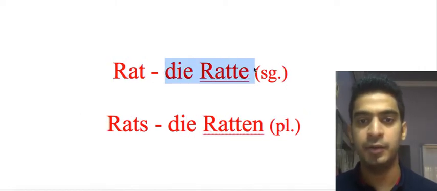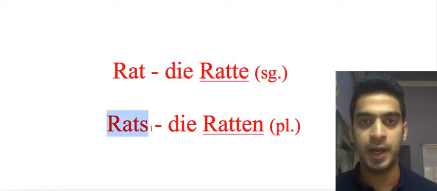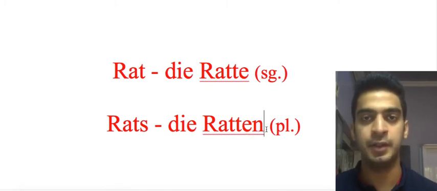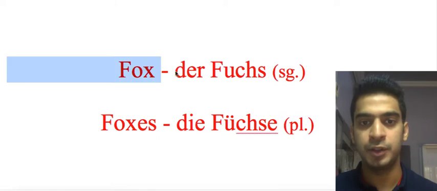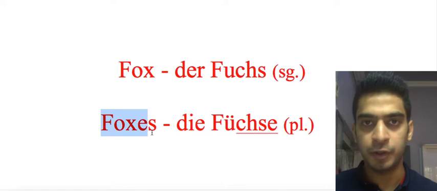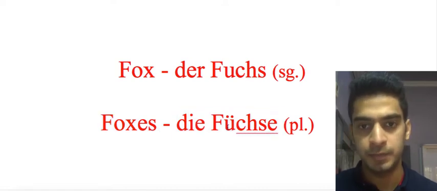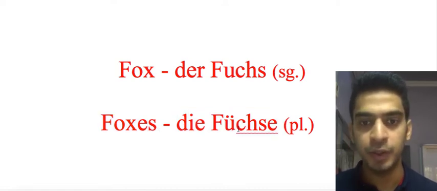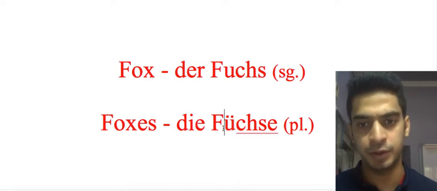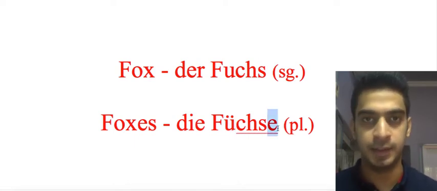Rat, die Ratte, singular form. Rats, die Ratten, plural form. We have an extra n at the last position, die Ratten, rats. Fox, der Fuchs, singular form. Plural form, foxes, die Füchse. Again we have two changes here. U is with umlaut, meaning U with two dots. This letter has a pronunciation similar to "ue", and an extra e at the last, die Füchse, foxes.